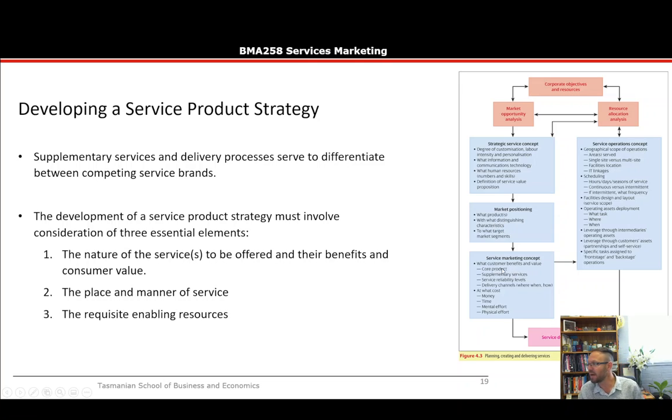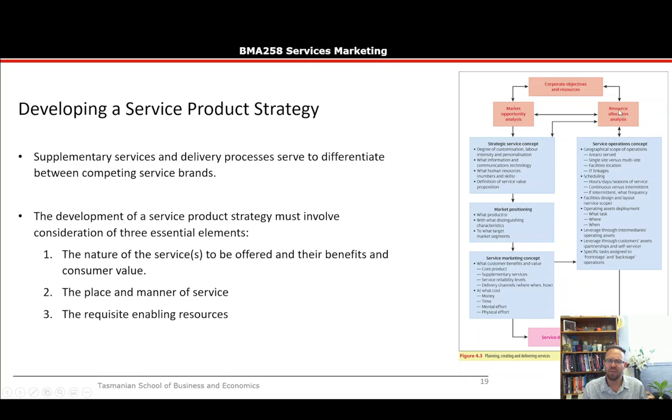Now the services marketing concept. What customer benefits and value, our core product, which we're dealing with today, our supplementary service, which we're also dealing with today, our service reliability levels, delivery channels, and at what cost. Of course, we want to deliver the best service, but the best service is going to cost the most money, so we've got to get the right balance. That includes money, time, mental effort of us and our staff, and then physical effort as well. These are the market opportunity analysis, what we can do, and these are the resource allocation.